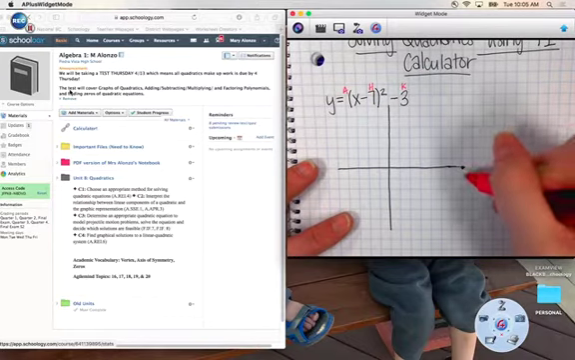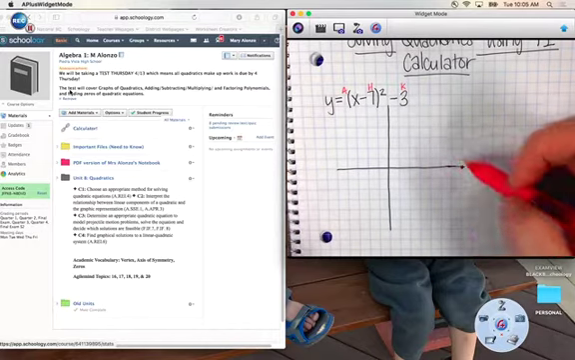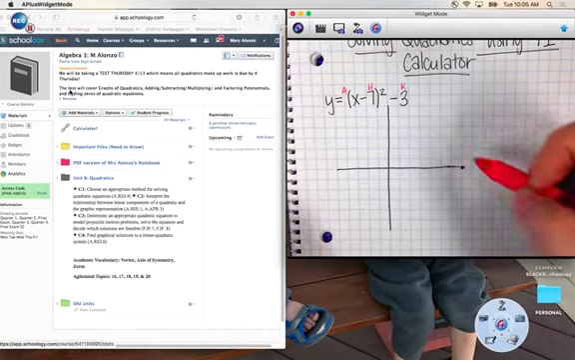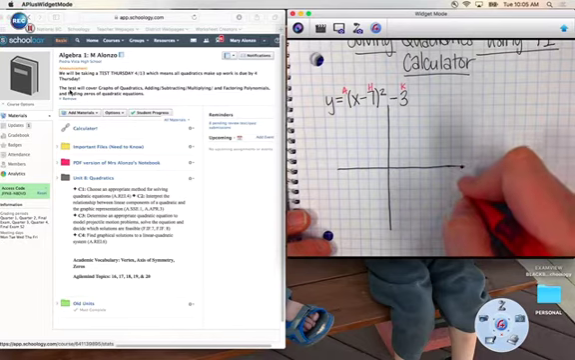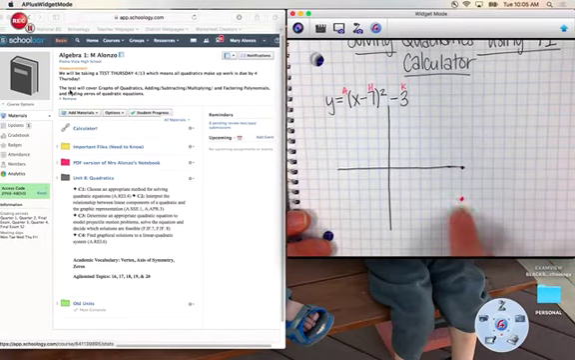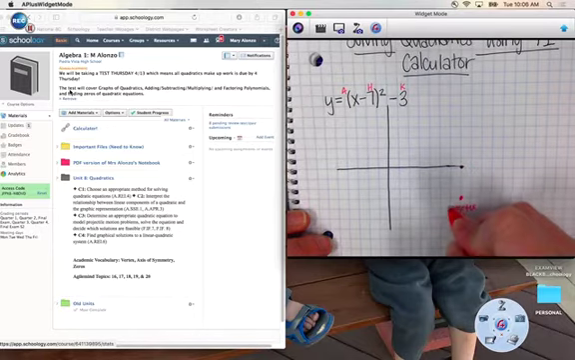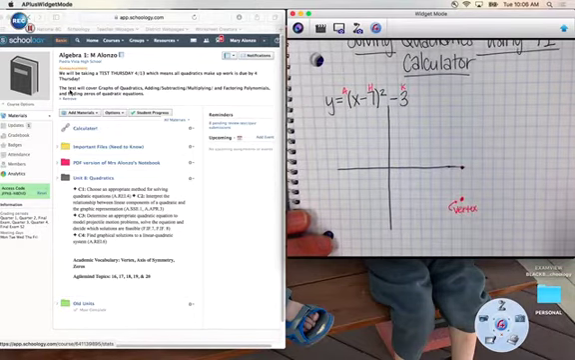And then K is a negative 3, so remember K moves it up or down. Do I need to move it up 3 or down 3? Down 3, so 1, 2, 3. So this is my, what is that called? Starts with a V. Vertex. Is that a minimum vertex or a maximum vertex? Do we really necessarily know yet?